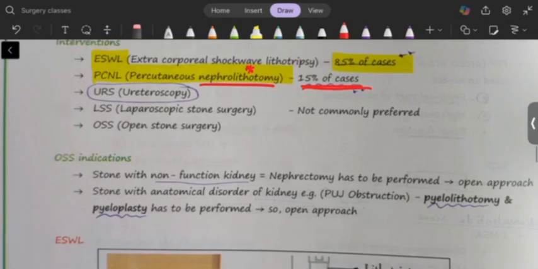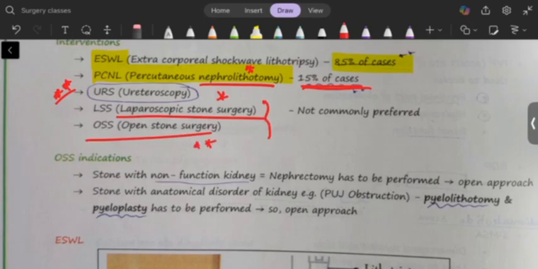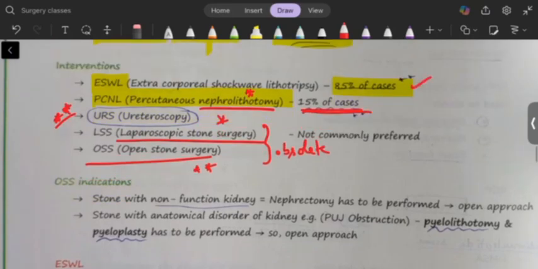Then there is ureteroscopy, one more method in which we put a scope through the urethra and ureter and visualize, basically like endoscopy, hysteroscopy, laparoscopy. And then laparoscopic stone surgery can also be done, and open stone surgery can also be done. These two are obsolete nowadays, not performed commonly. Most common is ESWL, and after that is PCNL.